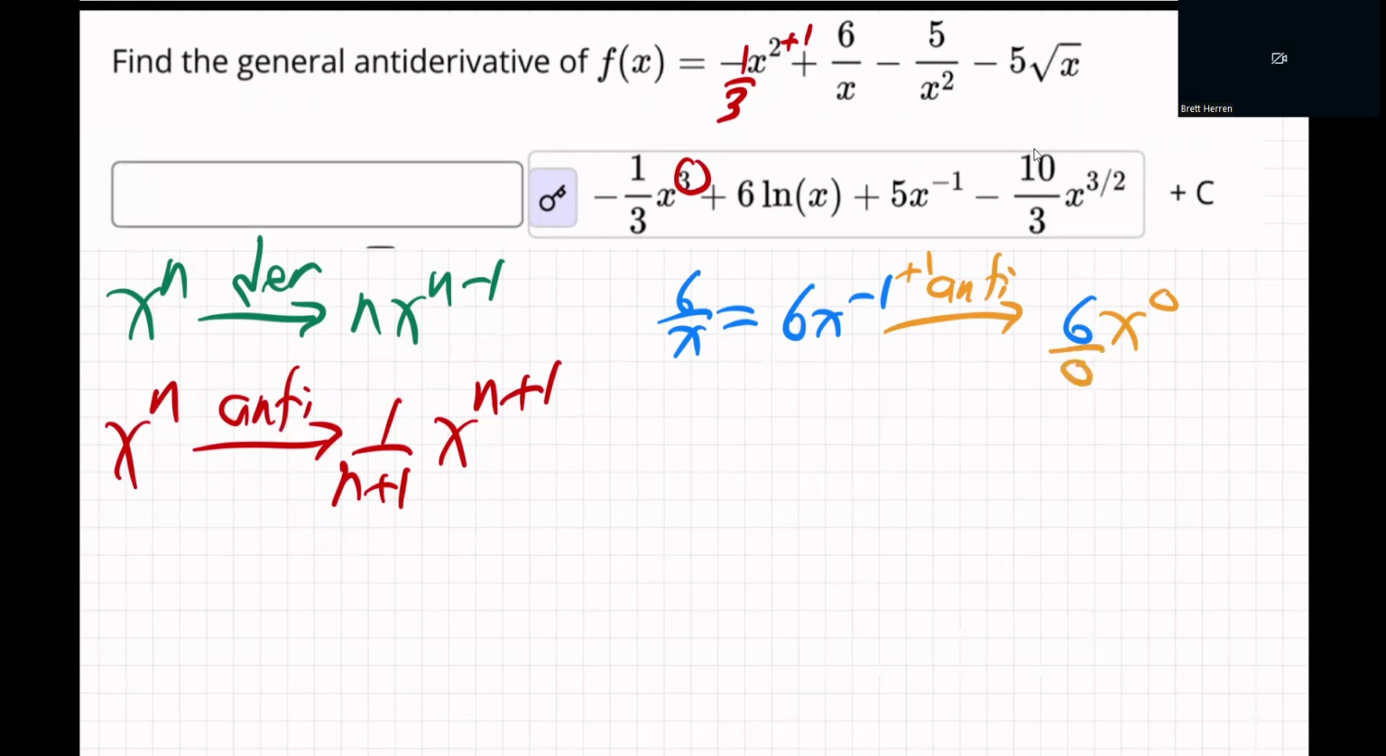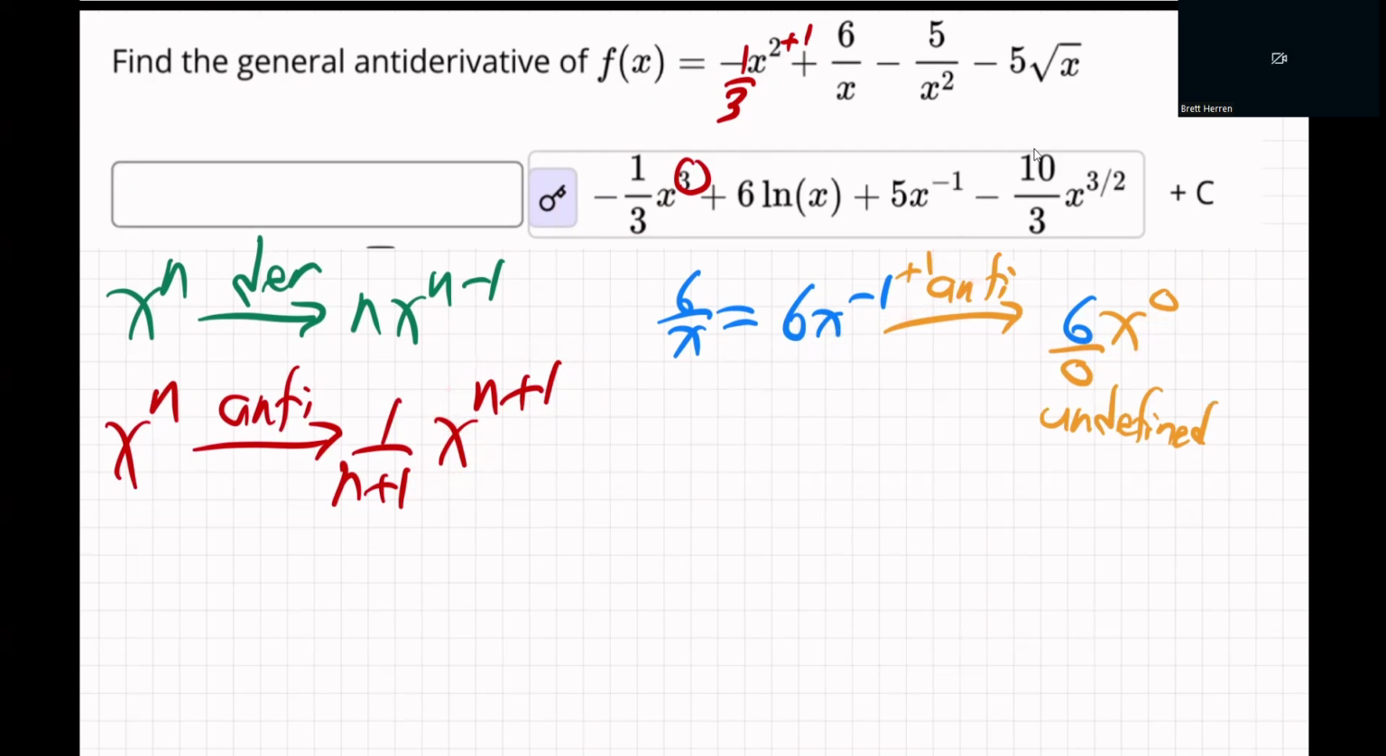But now I've got to divide by that 0, right? That's what the antiderivative rule says. You add 1 to the power and then divide by that. The 6 is just sitting there the whole time. He's not doing anything. I add 1 to the power, makes it 0, and then divide by that. Well, what is 6 over 0? That's undefined. It's infinity. We can't do that. So that didn't work. Well, then what are we going to do?